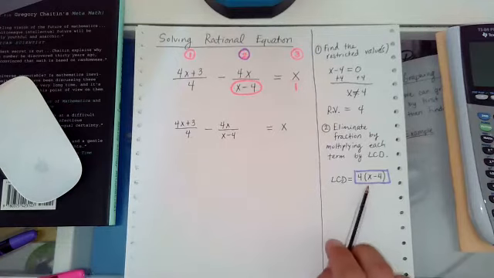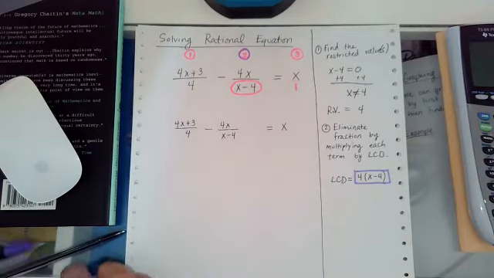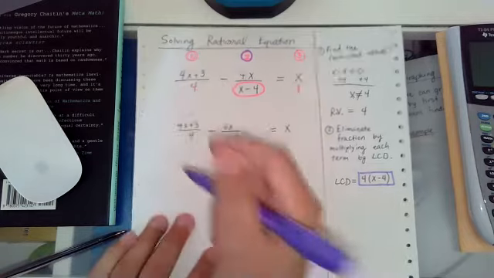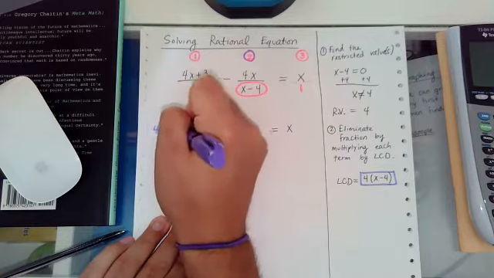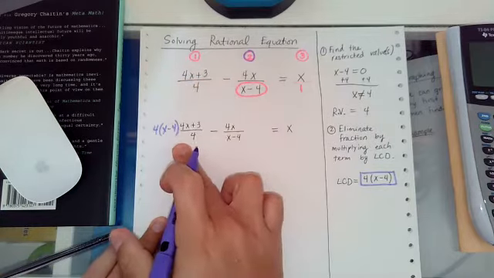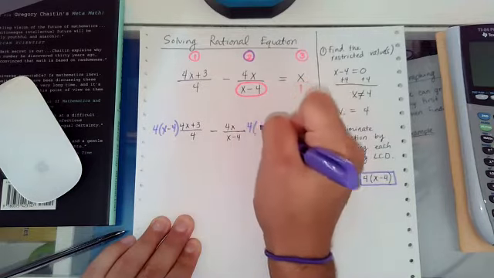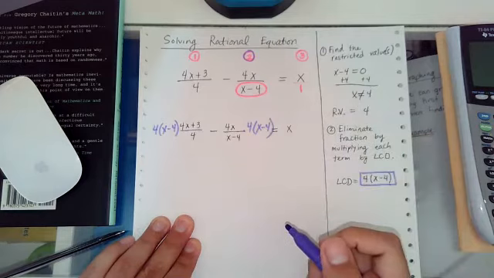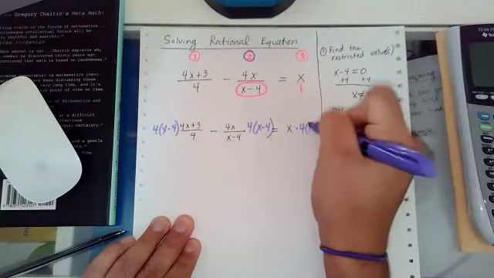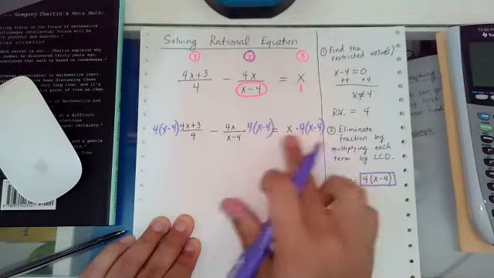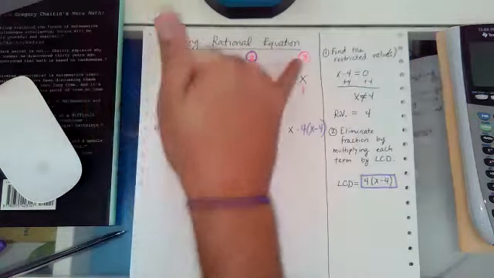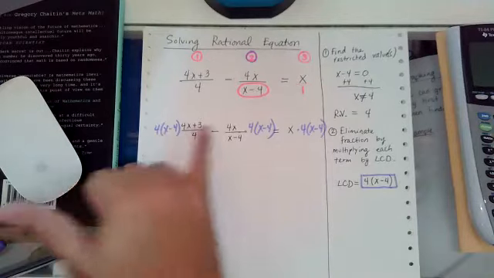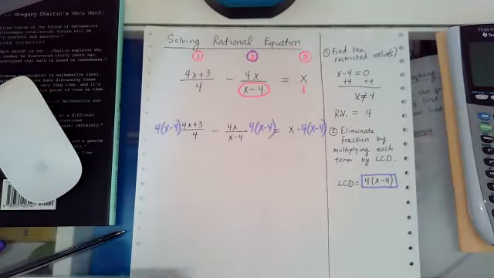But we want to multiply in the LCD. So I'm going to put 4 times x minus 4 right there next to the first term. I'm going to put a little dot here, 4 times x minus 4 next to the second term. And I'm going to put 4 times x minus 4 next to the third term. So again, if you counted the number of terms in the equation, that's how many times you're going to rewrite the LCD as you multiply it into the equation.